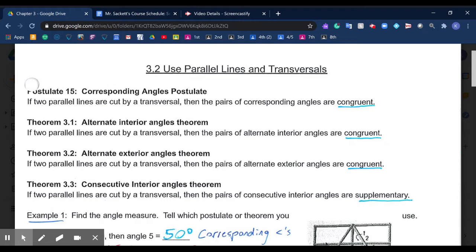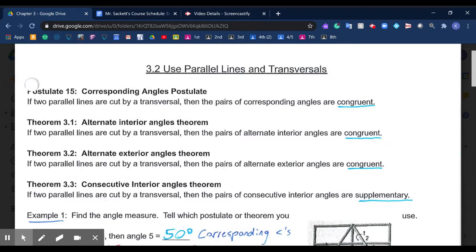Then we have theorem 3.1, the alternate interior angles theorem. And the alternate interior angles theorem is again dealing with parallel lines being cut by a transversal. So if two parallel lines are cut by a transversal, then the pairs of alternate interior angles are congruent. Then we have 3.2. And theorem 3.2 is the alternate exterior angles theorem, which says if two parallel lines are cut by a transversal, then the pairs of alternate exterior angles are congruent.